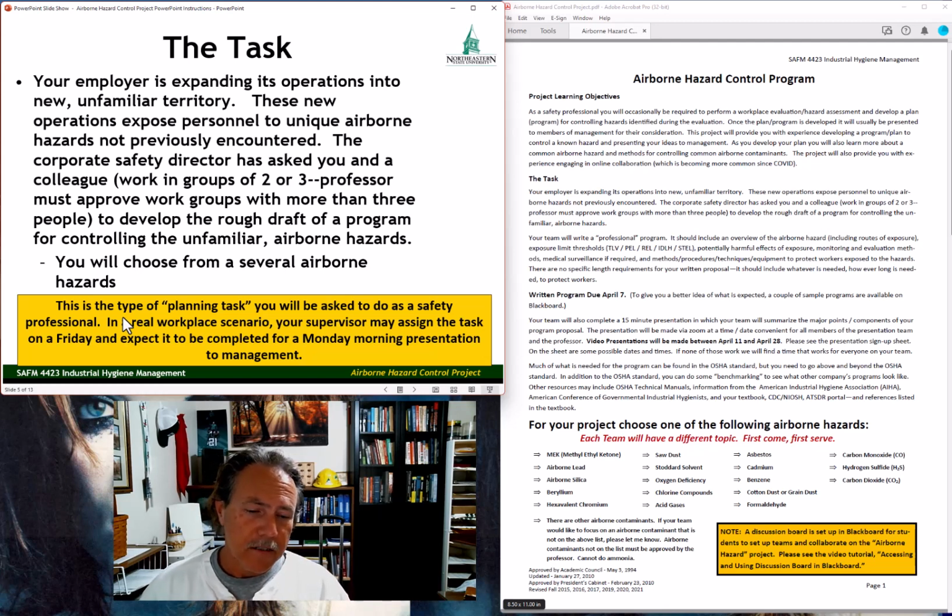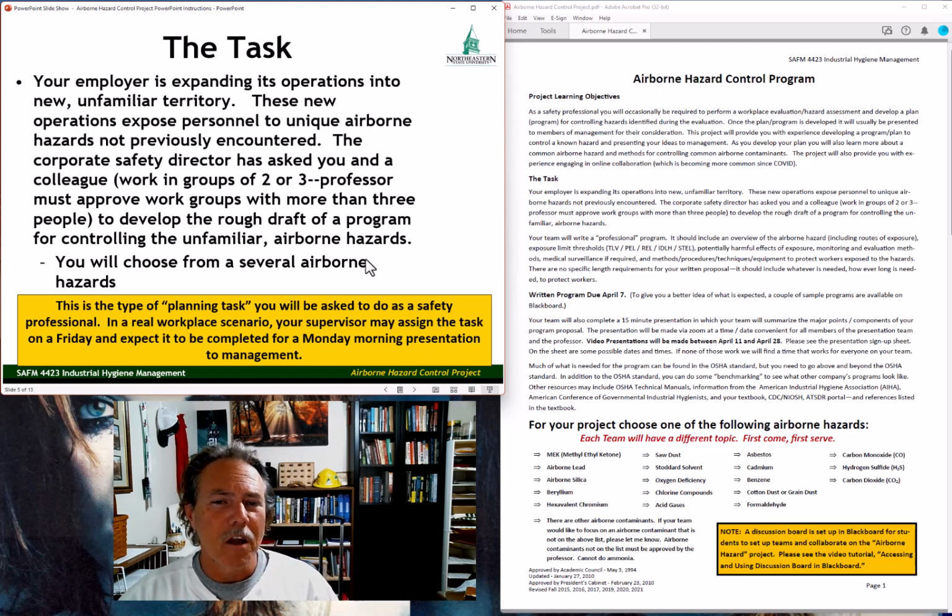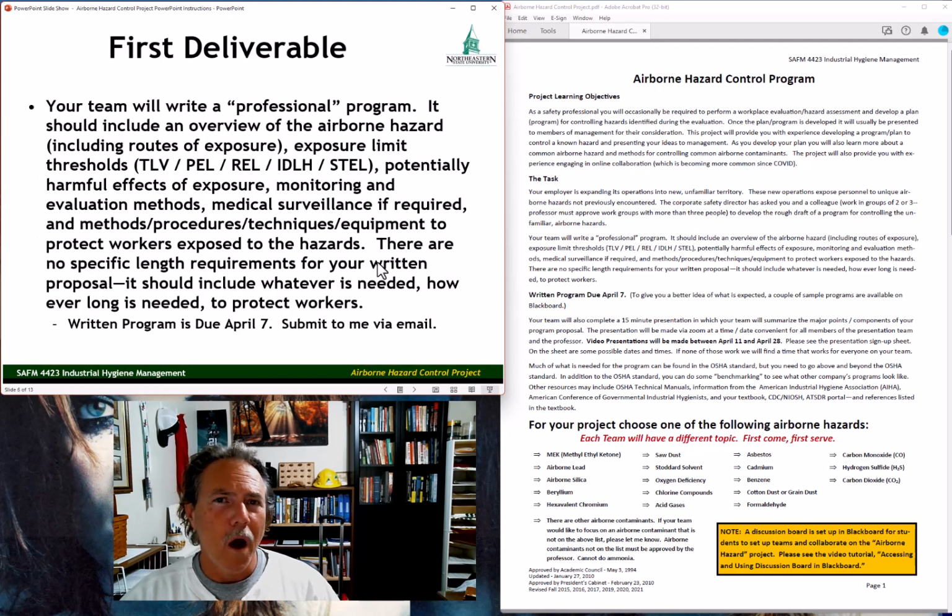But when you're working as a safety professional, you're probably going to encounter assignments like this, where your boss makes the assignment on Friday, and you have to have it ready on Monday or Tuesday. It does happen occasionally. But let's talk about the deliverables, what we're going to actually produce for this project.